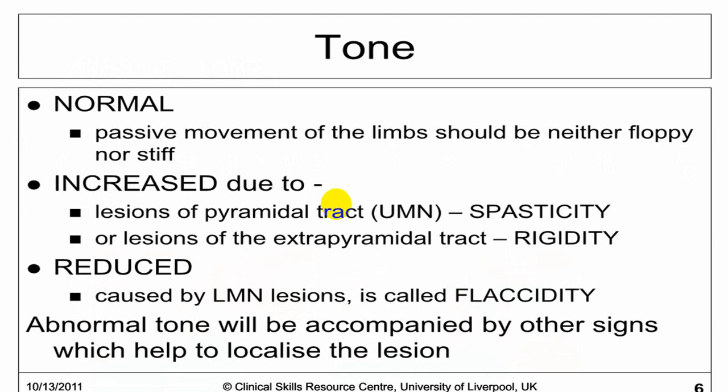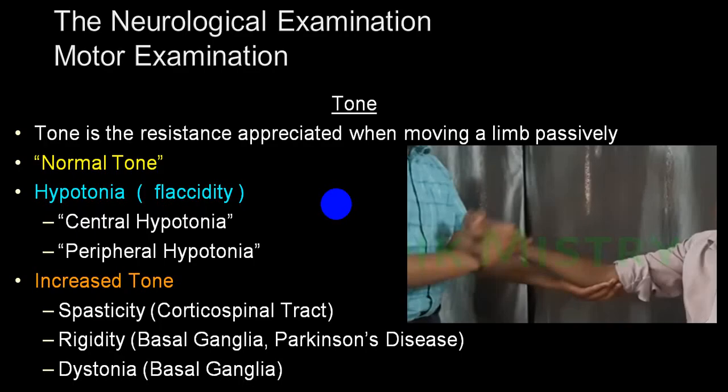And in spasticity, we usually use the word clasp knife type of rigidity. So that will be very typical. So flaccid can be central or can be peripheral. And in spasticity, it is mainly because of corticospinal tract damage, and rigidity is because of Parkinsonism or basal ganglia, and dystonia will be very frequently seen in basal ganglia damage.